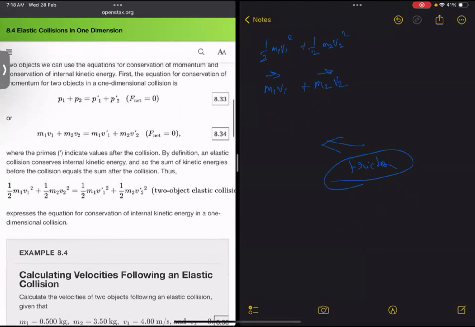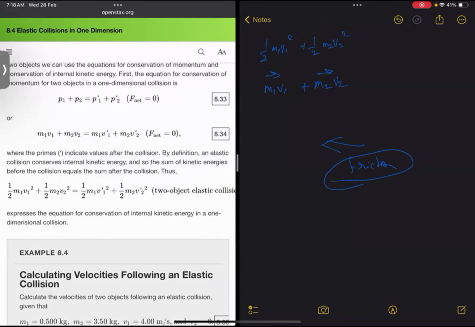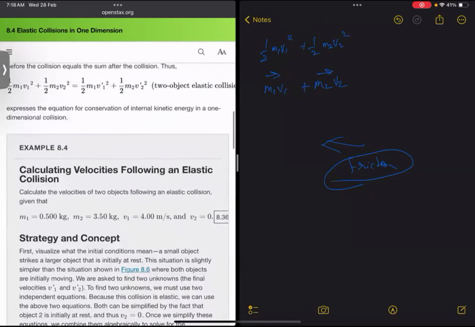So see how they are doing. While writing this equation, remember it is mass multiplied by velocity, not mass multiplied by speed. So the sign of the velocity will matter a lot.